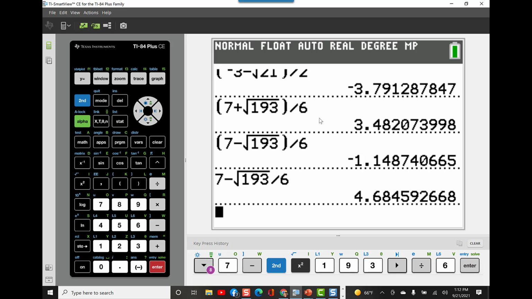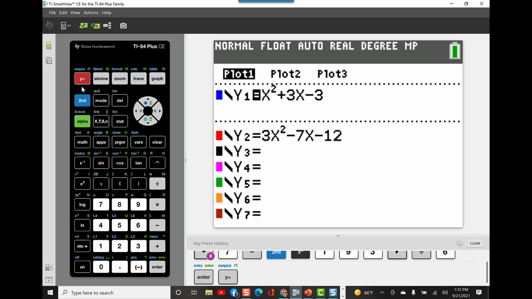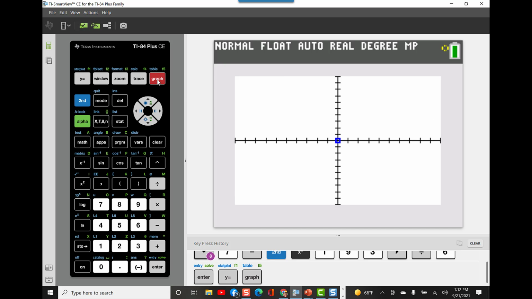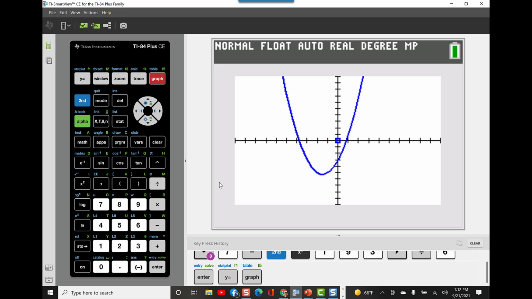So we have talked about, I've already showed you what those answers are, but let me show you another way of figuring it out. I've gone to y equals. I have both of these equations in here right now. I'm only worried about this one right now because we're going to talk about how to find the decimal equivalents of those radicals just by using the graph. So I'm going to hit graph. All right, and now you see it.